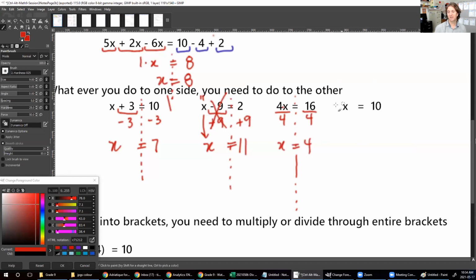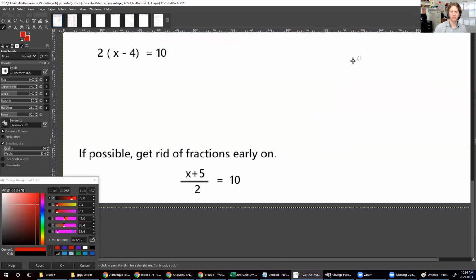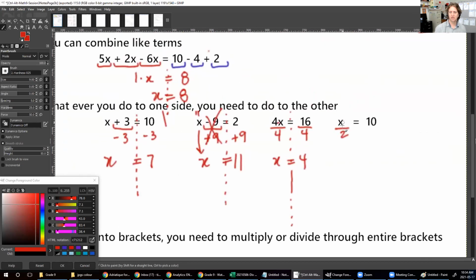Oh, and this one didn't work out. It was supposed to be, let's say it's the 2x. No, this is supposed to be x divided by 2 is equal to 10. I think I put something in here. If possible, get rid of the fractions early on. And that's what I'm going to do. I don't like the fractions. But I'll show you those examples in a few minutes too.